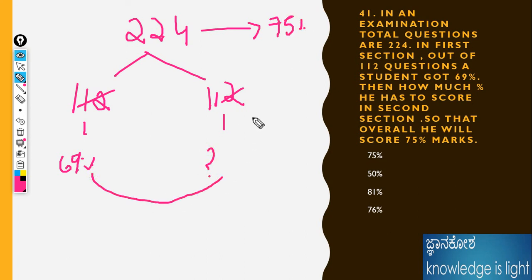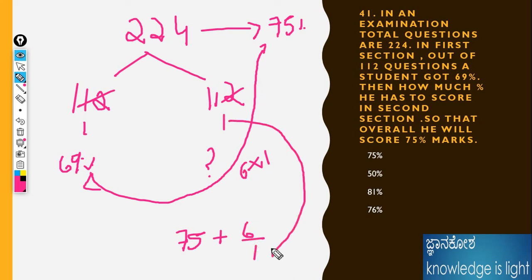What is the difference between overall and this one? 6 is the difference, and multiply into 1, 6 into 1 is 6. Then overall 75 plus 6 divided by 1, 6 and 6 only. 75 plus 6 is equal to 81. 81 is the answer. I am showing how we can calculate this in our mind only. This is the difference 6 into 1, and then 75 plus 6 is 81. Isn't it an easy way? Of course it is an easy way, but I am showing how to do it here.